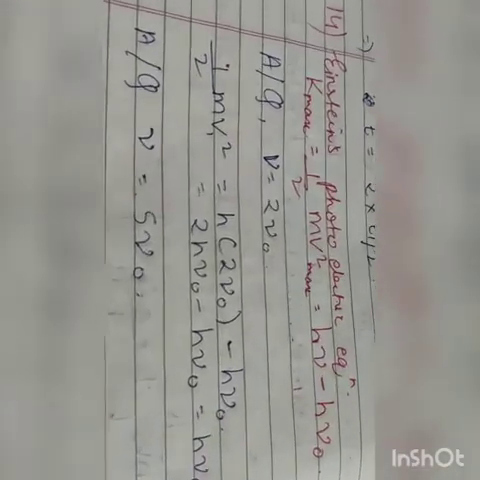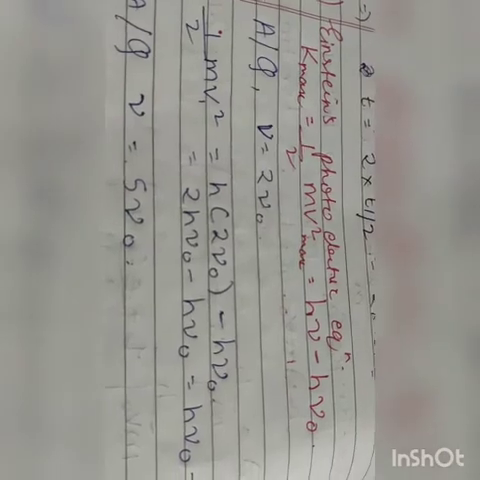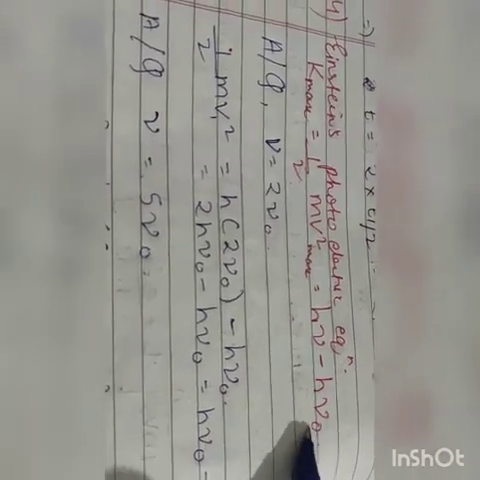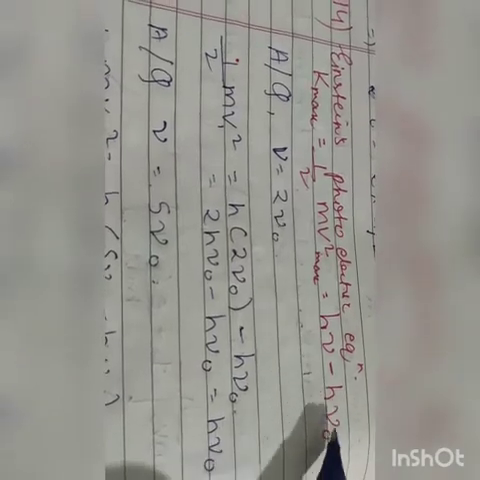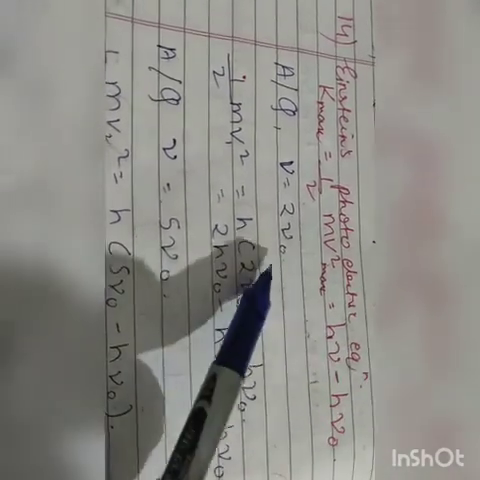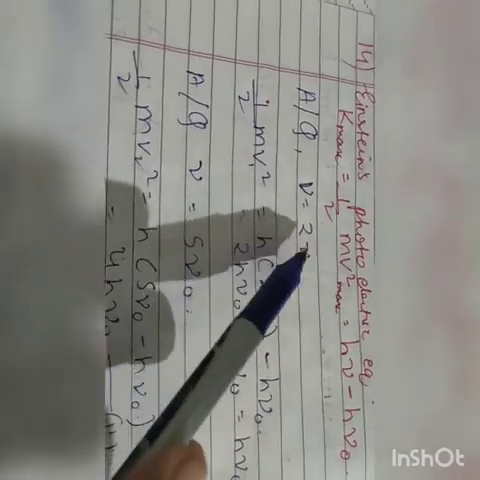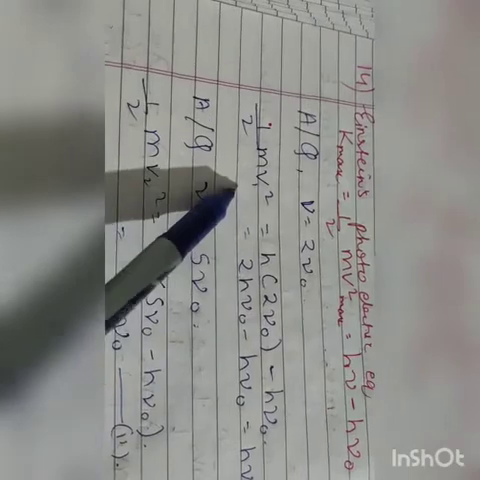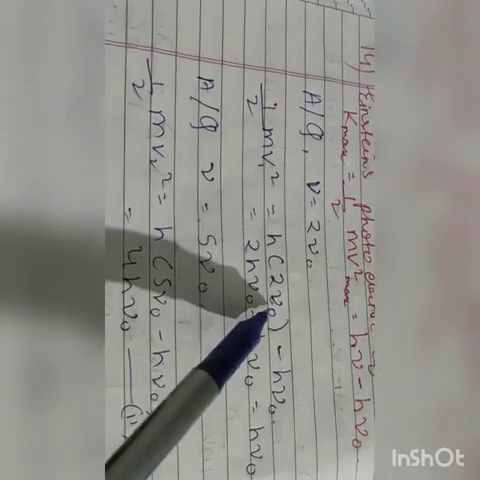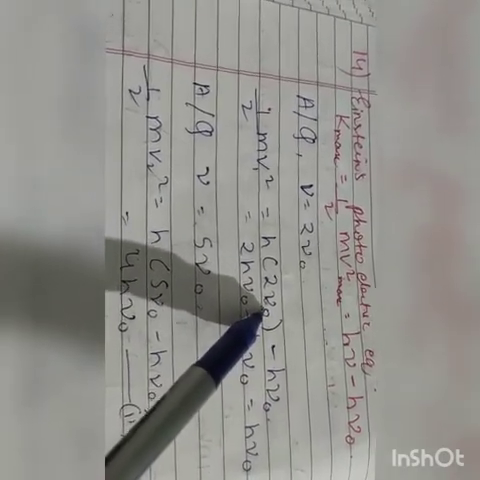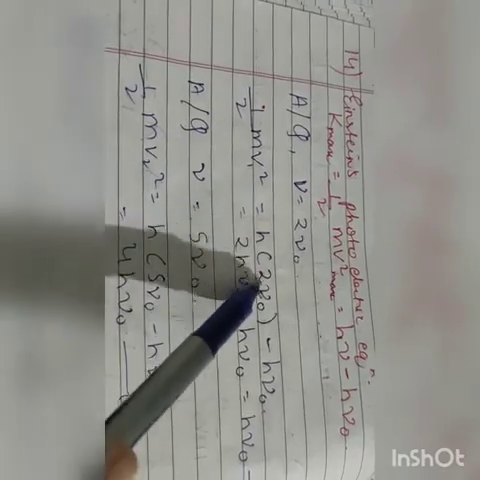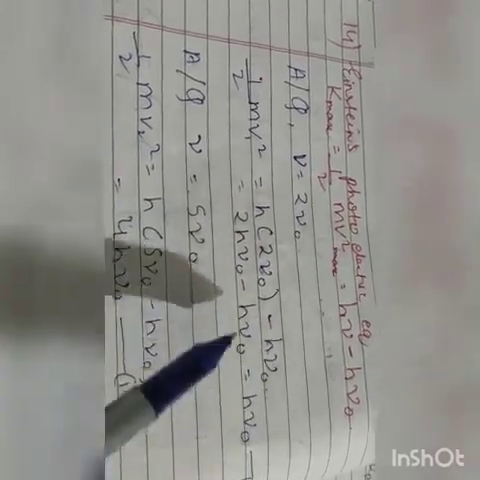We know that Einstein's photoelectric equation is K max = (1/2)mv² max = hν − hν0, where hν0 is known as the work function. According to the question, first ν changes into 2ν0. So (1/2)m v1² = h(2ν0) − hν0, since it is the frequency incident on the metal. That comes out to be hν0.